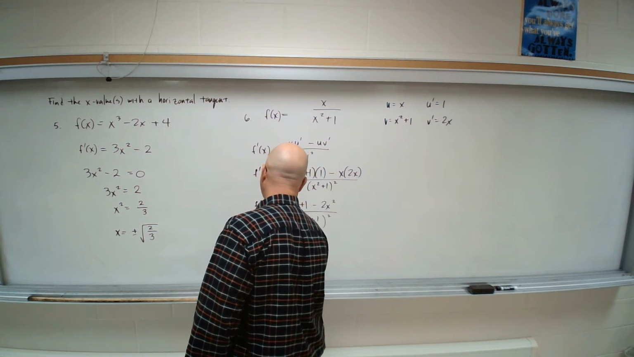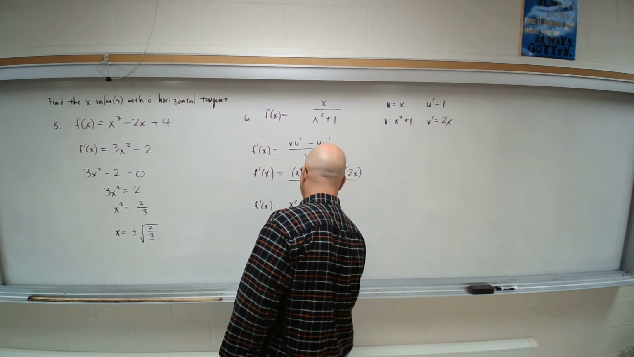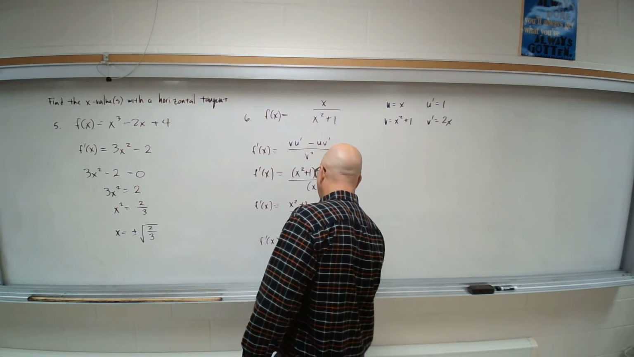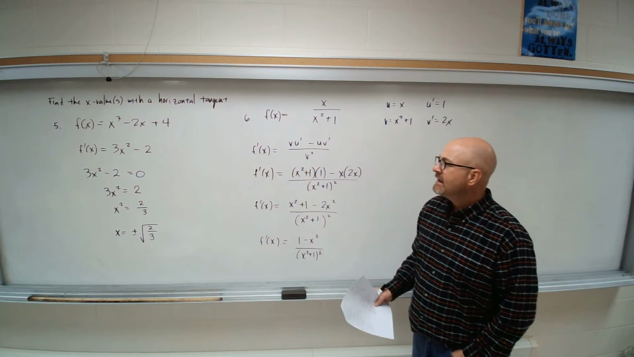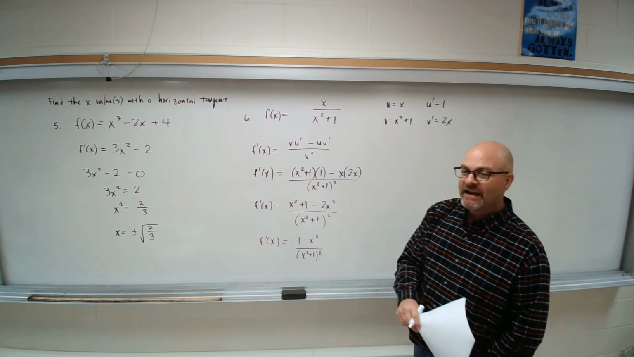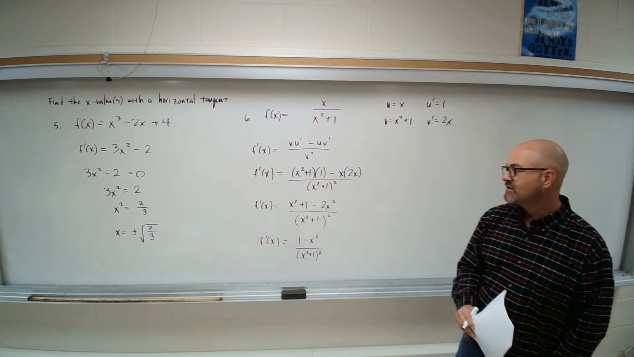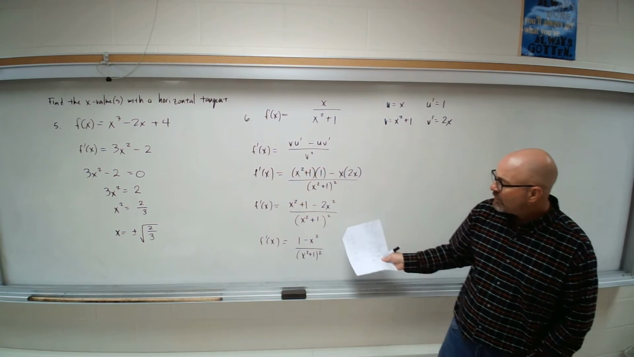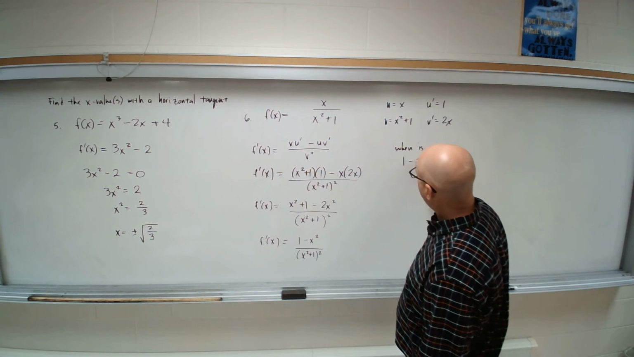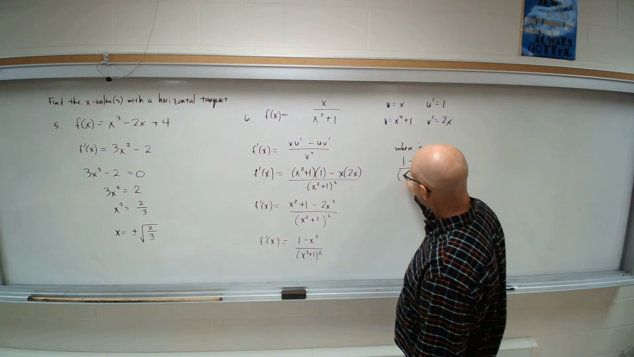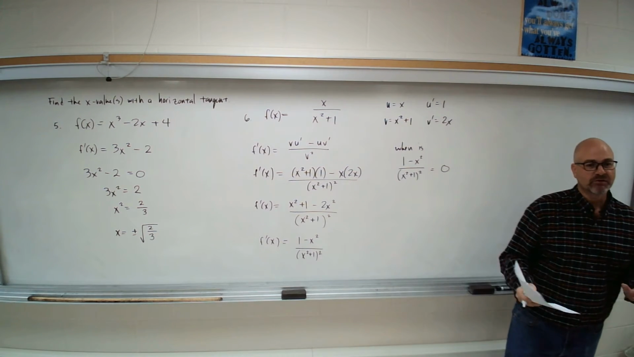And then f prime of x will be 1 minus x squared, or you could have said negative x squared plus 1 if you wanted to. But this would be the derivative function. Now, it did ask about horizontal tangents, so we're not done. Again, it's always good to go back and make sure that you actually answered the question that was asked. So basically, when is 1 minus x squared over x squared plus 1 squared equal to 0 is the question we're trying to answer.